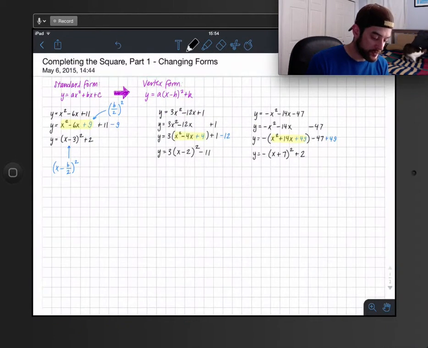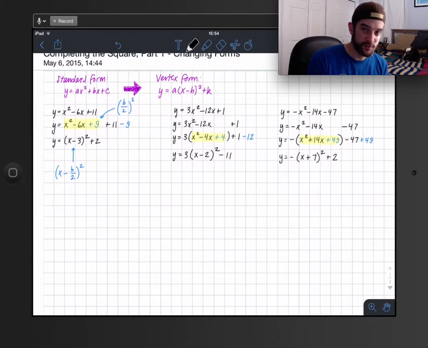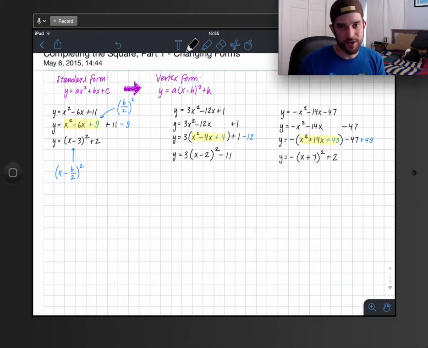So those are 3 examples of completing the square. One where it's pretty straightforward, one where it gets a little more complicated, and one where it gets equally as complicated, but with the negative it's just weird.